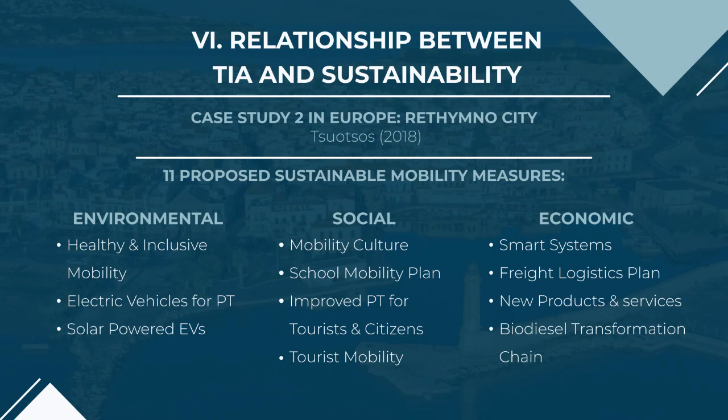As shown, all of the 11 measures can be categorized according to environmental, social, and economic aspects. The environmental aspect includes: 1. The active, healthy, and inclusive mobility for all by promoting a car-free lifestyle. 2. Introducing electric vehicles for public transport. And 3. Introducing solar-powered EVs charging points. All of these aim to maintain a viable natural environment.